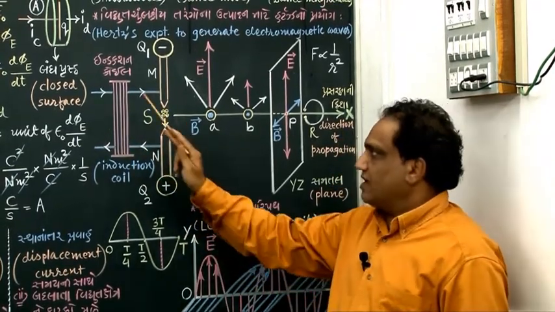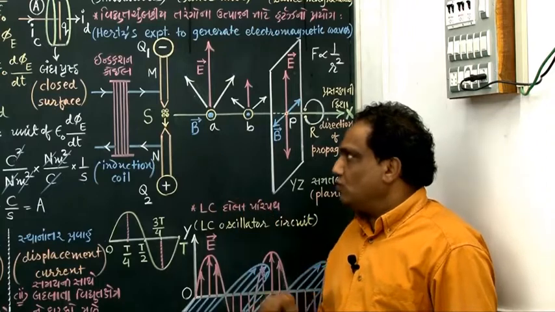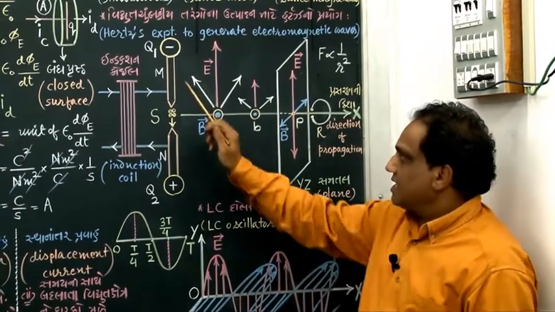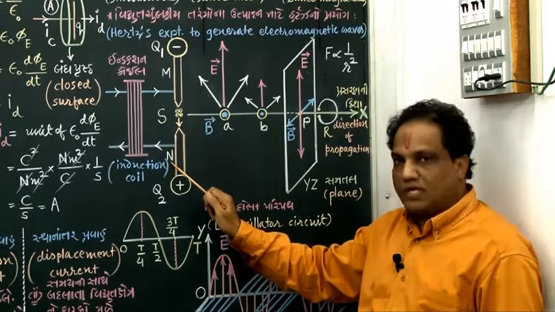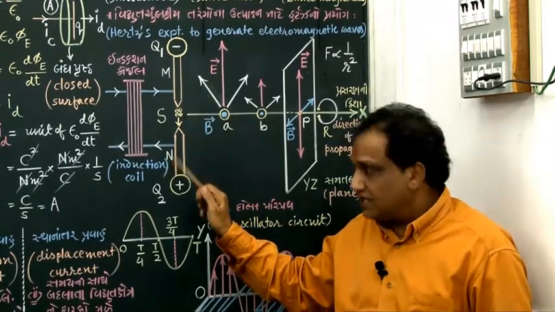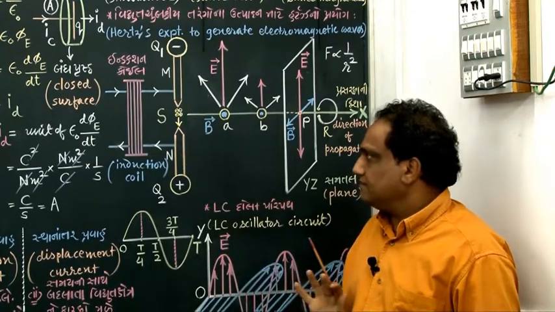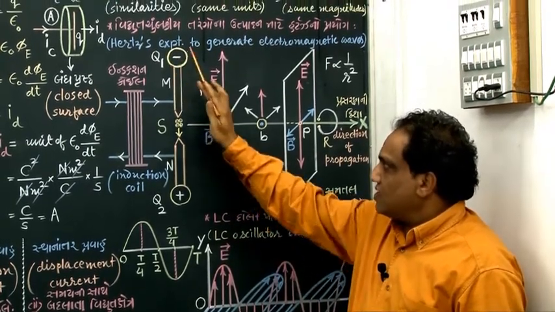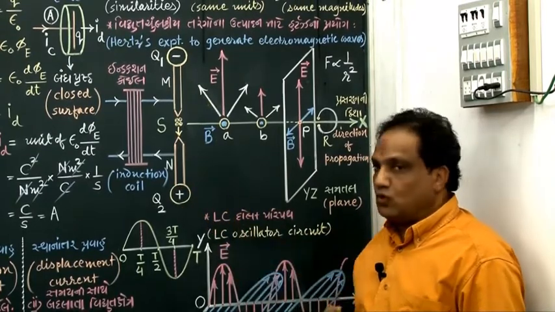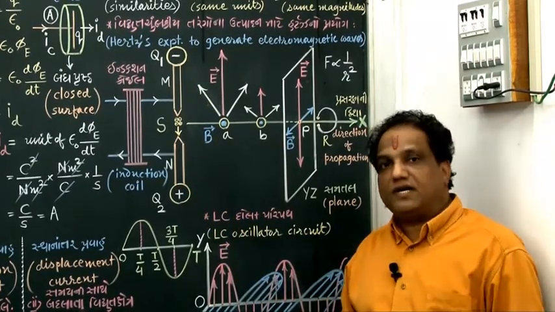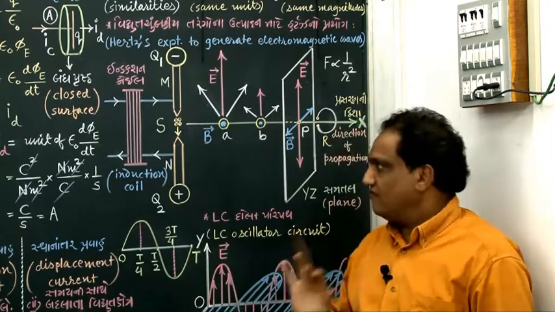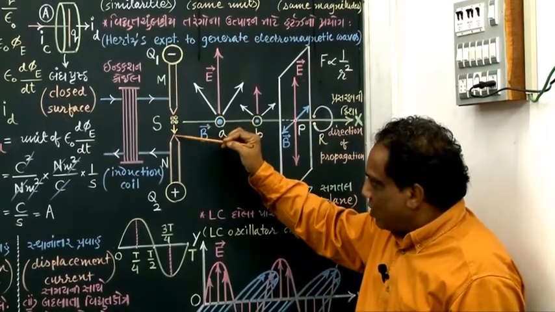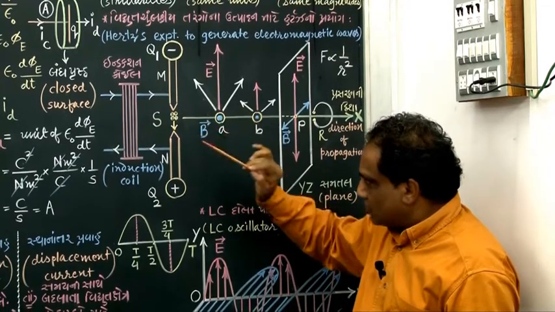The output of induction coil is given to two linear rods, say M and N. Two linear conducting rods, they are M and N. And these rods are now attached with two big size conducting spheres. Fine. There is a very small gap between pointed ends of these two rods.